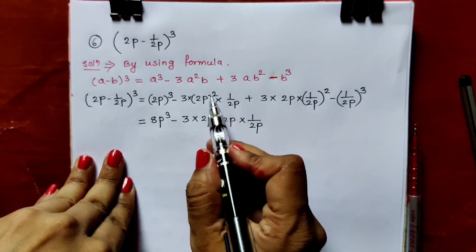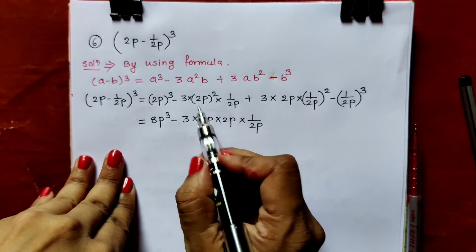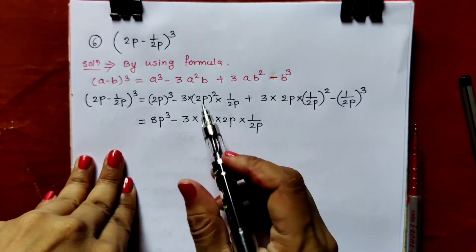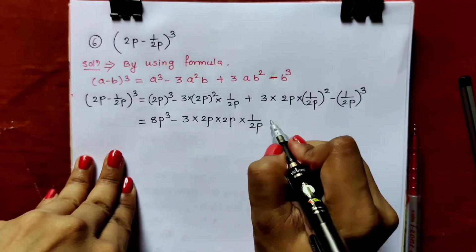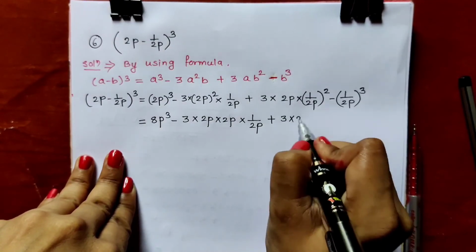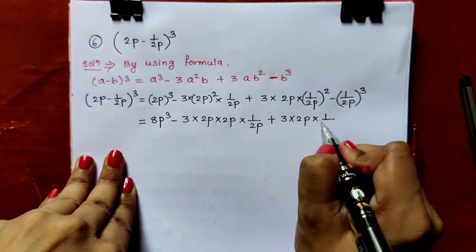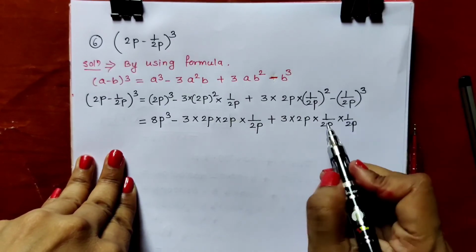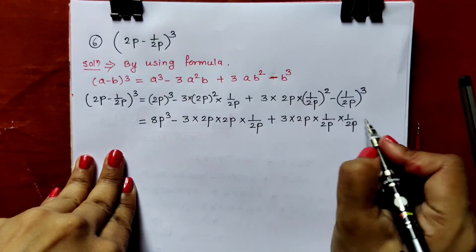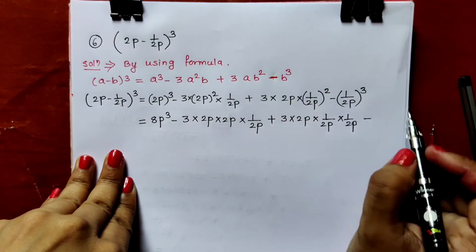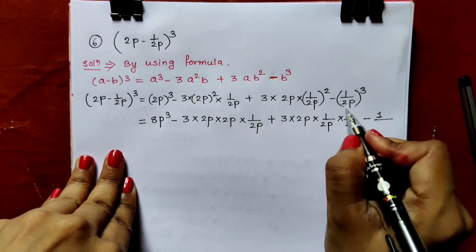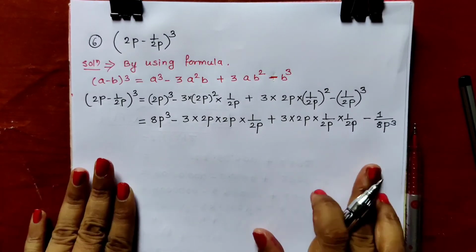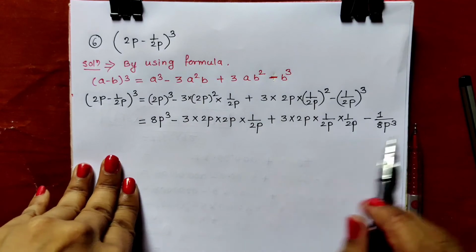Instead of writing 4p square, we will write this 2p square as 2p into 2p, because this 2p and this 2p can be cancelled. So we don't require writing it as 4p square. Now plus 3 into 2p into 1 upon 2p into 1 upon 2p. So this 1 upon 2p square is written as 1 upon 2p into 1 upon 2p, minus we will write the cube of this number. 1 cube is 1 and 2p cube is 8p cube. In this way we have solved the next step.